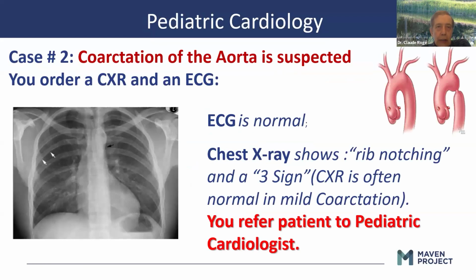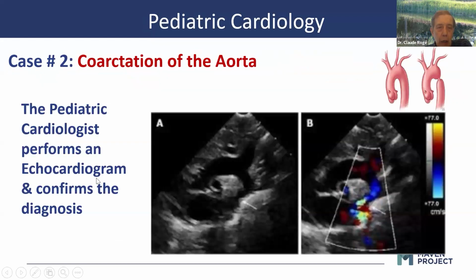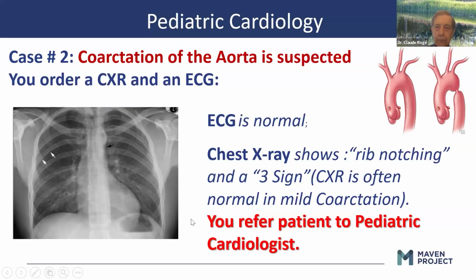So you order a chest X-ray and EKG. The EKG is normal. Now I show you, this is a chest X-ray of someone with a somewhat severe coarctation, and you will see the rib notching here, and you can see what we call the 3 sign here. But this is not often the case. Most of the time, you are going to have a normal heart and normal lungs, so it won't be very useful in coarctation. But if it has been going on for a long time, you may see those signs on X-ray.